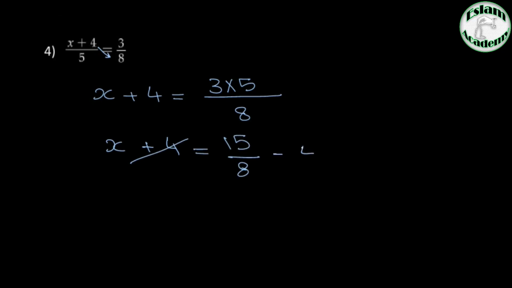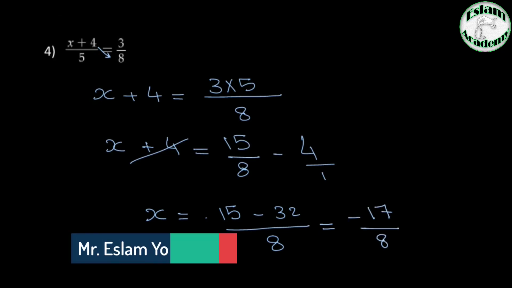By subtracting 4, x is equal to, now 4 will be over 1, 15 times 1, that's 15, minus 8 times 4, which equals 32, over 8 times 1, which equals 8. By subtracting, it will be negative 17 over 8.